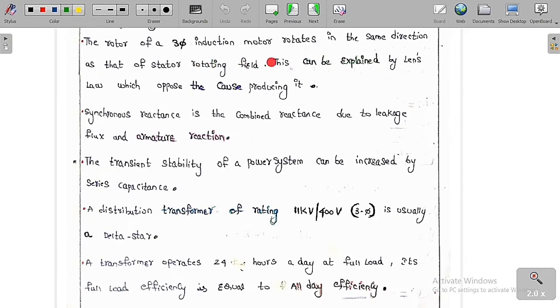The rotor of a three-phase induction motor rotates in the same direction as the stator rotating field. This can be explained by Lenz's law, which opposes the cause producing it. I already told you the rotor of a three-phase induction motor rotates in the same direction as the stator rotating field. This can be explained with the help of Lenz's law, which says the effect always opposes the cause.